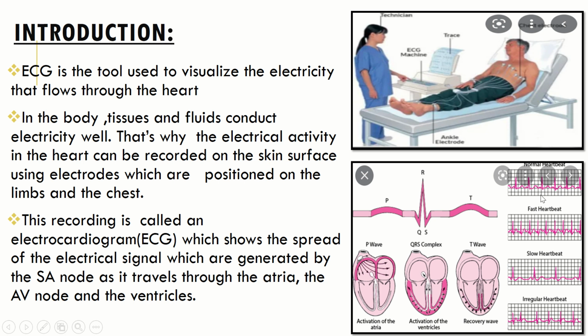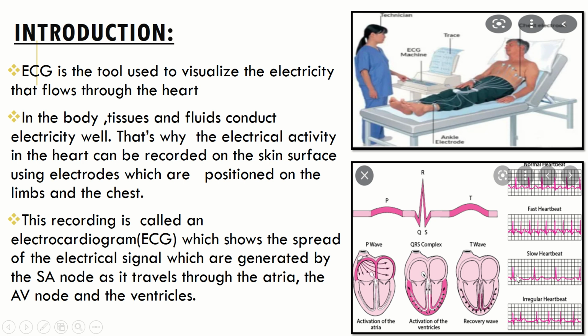Here you can see the normal heartbeat. The normal heartbeats will be very equal, and all 5 waves, the P, QRS and the T wave, will be present in the normal heartbeat. But in a fast heartbeat you can see the beats are very close together, at regular intervals, but very near each other. So it shows that the heart is beating very fast.